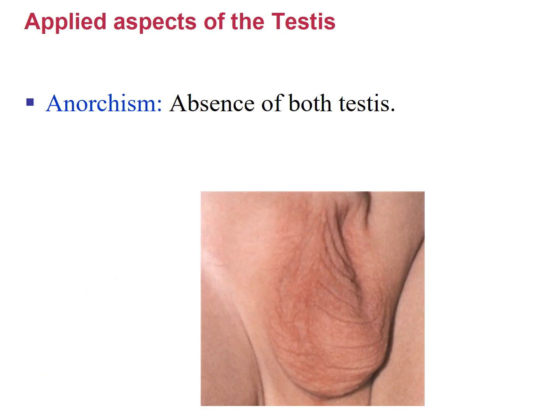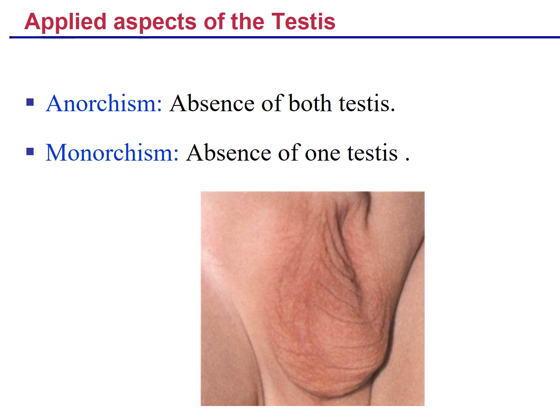Anorchism is the absence of both testes. If there is absence of one testis, then we call it monorchism.